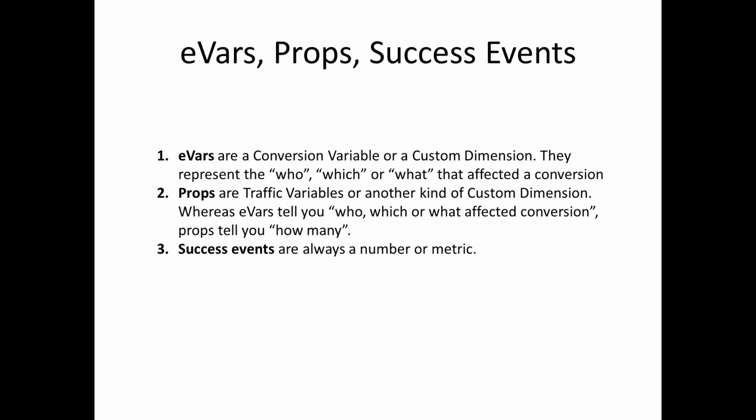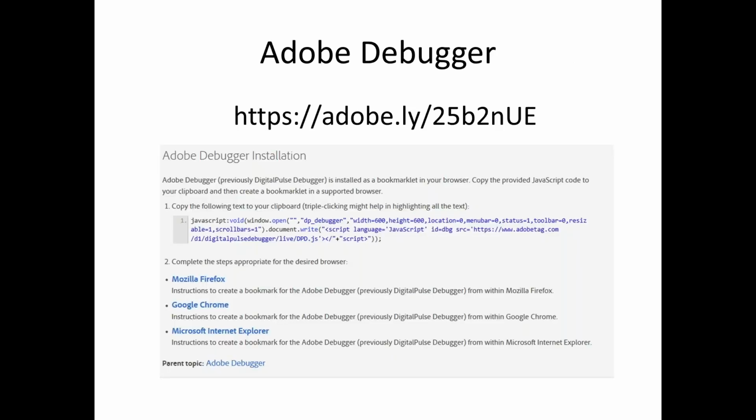The last one is a success event, and this is just your kind of metric, any kind of custom numerical thing that you want to count on your site. So you might have a search bar on your site and you want to count how often people do internal search. That would be a unique success event, right?